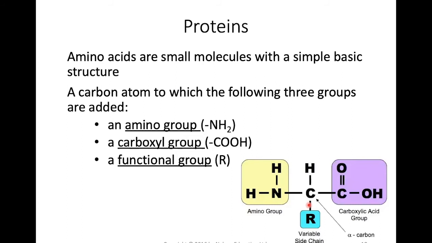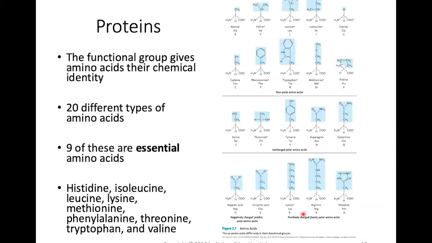Okay, so amino acids, those are the monomers, and they have a simple basic structure. And where they are different from one another comes down to the variable side chain here, which is identified just by that letter R. So each amino acid is going to contain a carbon atom to which we have the three following structures bound to it. Okay, so we have an amino group, which is your NH2. We have a carboxyl group, COOH, and then some sort of functional group. And this is what identifies one amino acid from the other. We have 20 different types of amino acids.